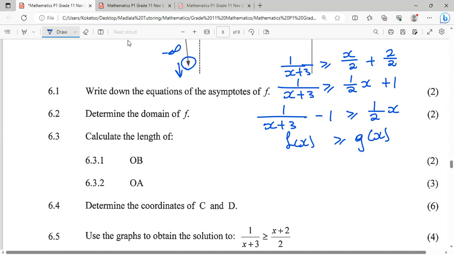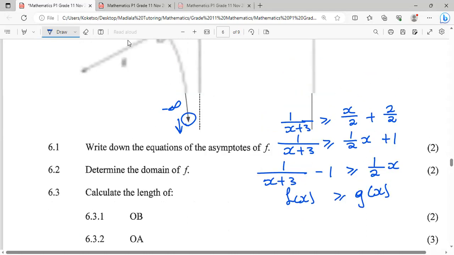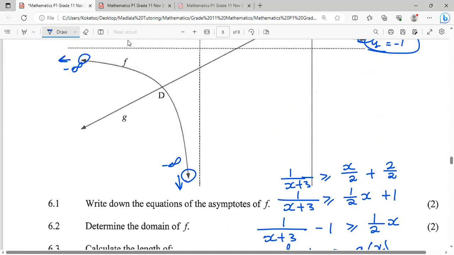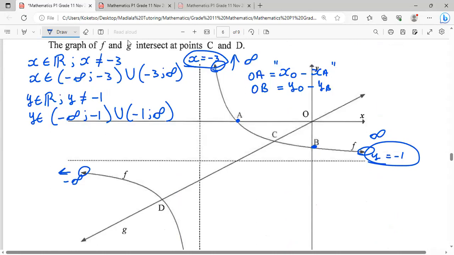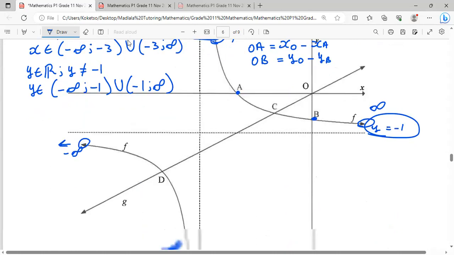So what is this question saying then? Now that you've put it in this way, it says we are looking for the values of x for which f of x is greater or equal to g of x. So it means we want to know where the function f is either equal or above the function g. So that's what we are looking for.